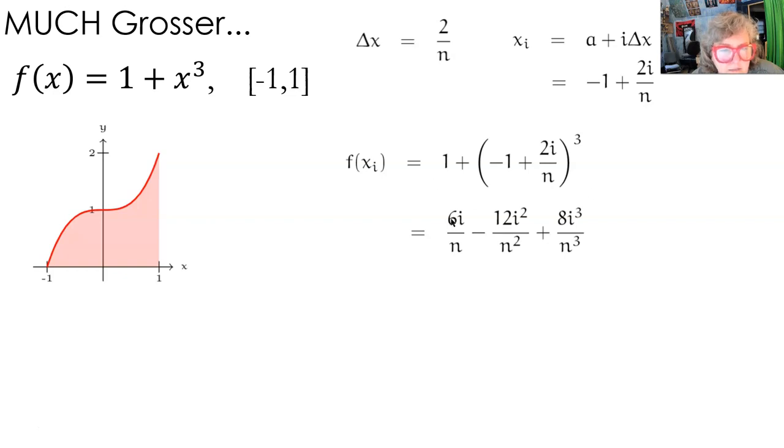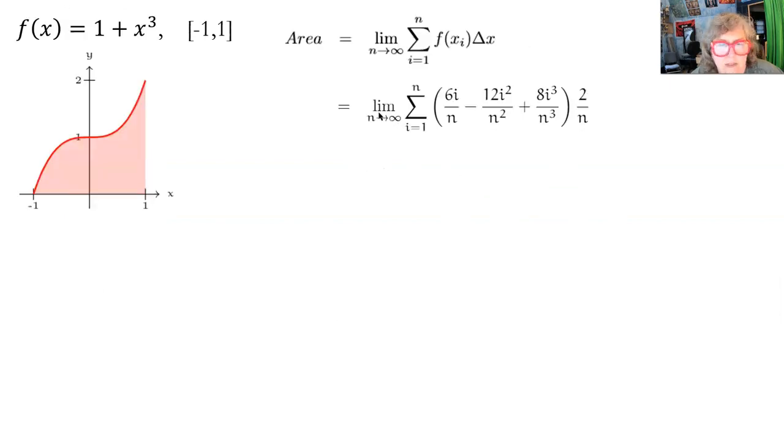So f of xi is 6i over n minus 12i squared over n squared plus 8i cubed over n cubed. So putting it all together in my summation formula, I have the limit as n goes to infinity, f of xi, which is this really gross polynomial thing, and delta x is 2 over n. I have to simplify this. So what should I do first?